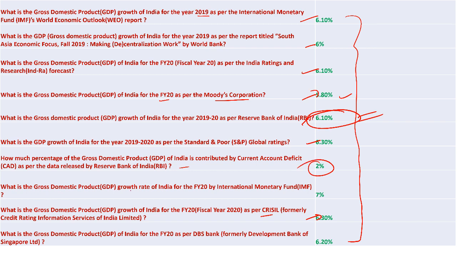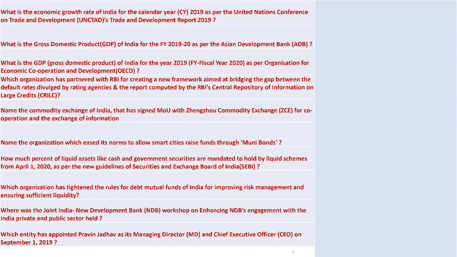What is the gross domestic product growth rate for financial year 20 by International Monetary Fund? That's 7%. What is the gross domestic product for India for financial year by DBS? It's 6.2. So these are the various GDP forecasts. Try these now.